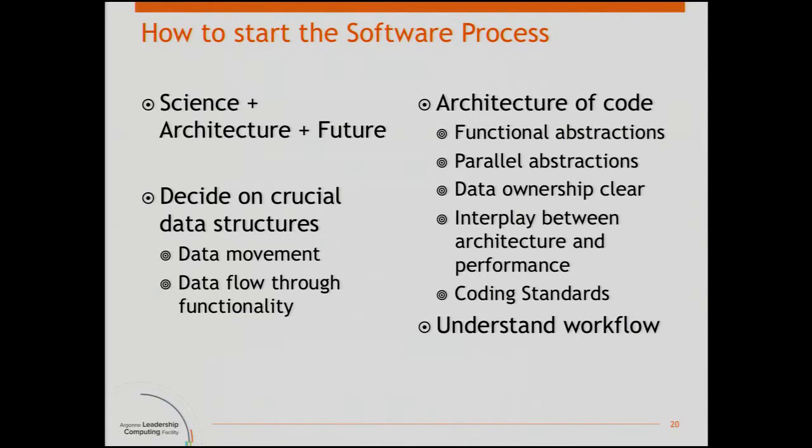Now, you can make great decisions. This is why there's no single answer. You can make great decisions about all three of these things and make an error in your implementation, and it can still be slow. But these are necessary to do well, I think, to have a good process.